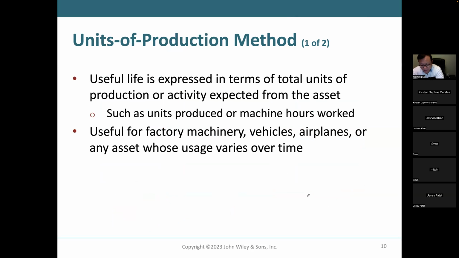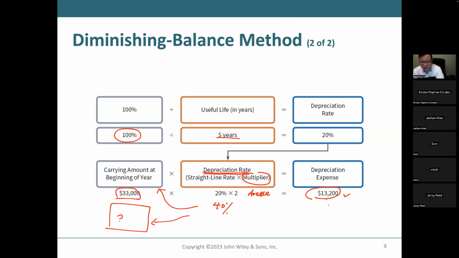So how much value is left? 33,000 minus 13,200. So that's going to be 19,800, right? This is called the carrying value. Every time your value is updated, that's called the carrying value. So this value times 40%, that will be 7,920. Is that correct?